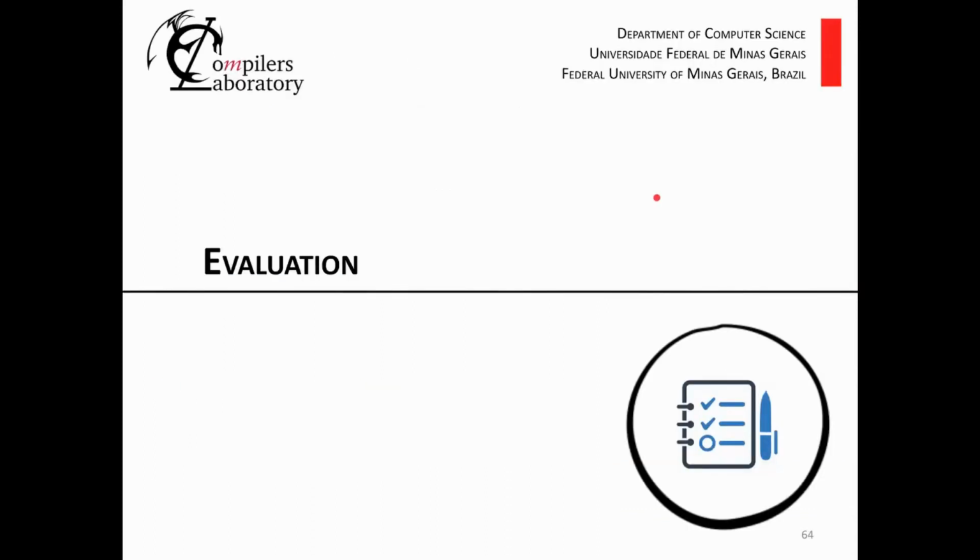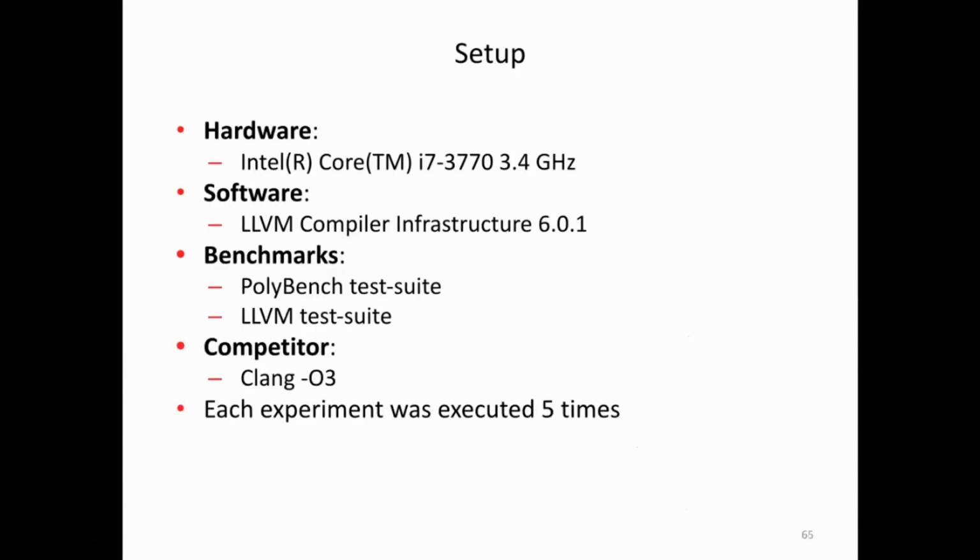So now we'll talk a little bit about the evaluation that we're doing in this work. Our hardware consists of an Intel Core i7 running at 3.4 gigahertz. We're using LLVM 6.0.1. Our benchmarks consist of the entire LLVM test suite. Our competitor, our baseline, is Clang -O3, and each experiment was executed 5 times.